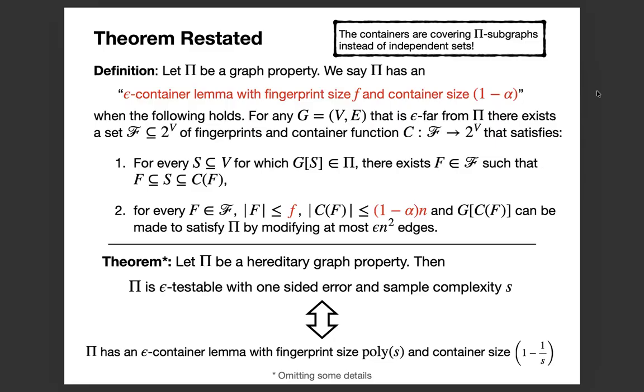The question is, how do we use this? Ideally we want to say we can construct these containers and then show something is testable. But it's not clear how we would construct them. If I gave you some funny hereditary property like being triangle free, how would you construct the containers? It's not easy. But as long as they do exist, even if we don't know how to construct them, then it's testable. Great question. Any other questions?